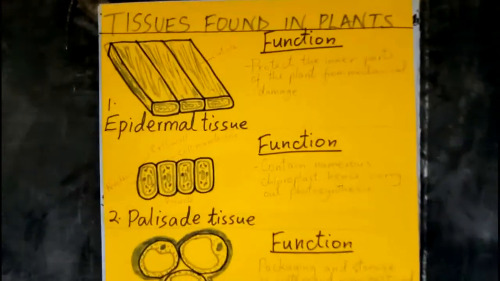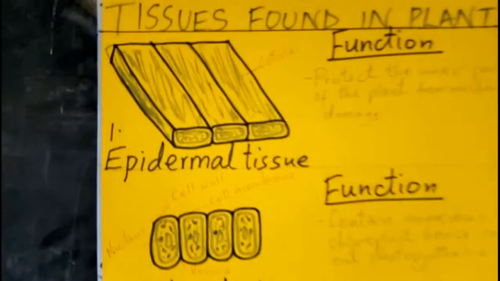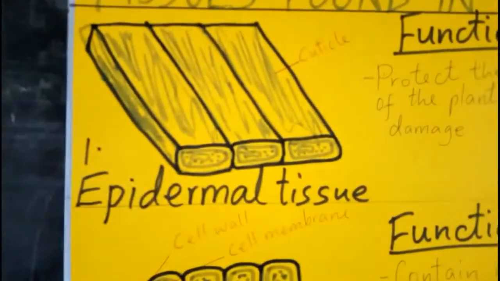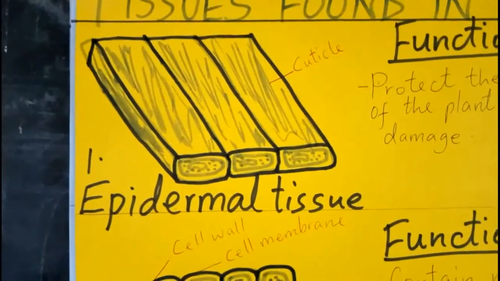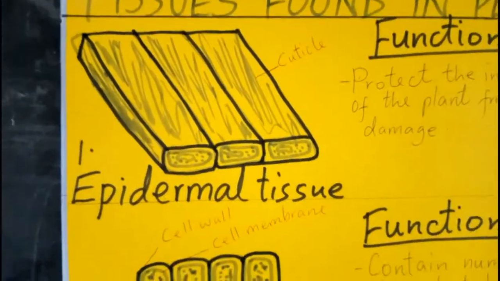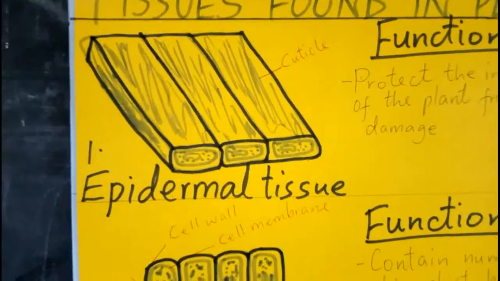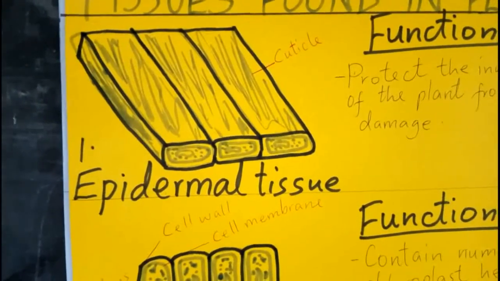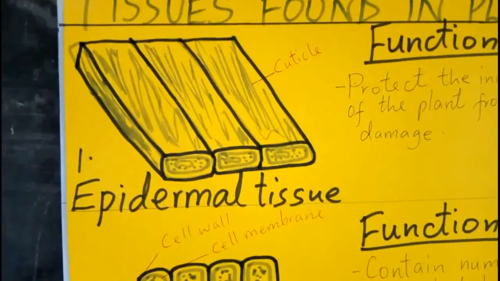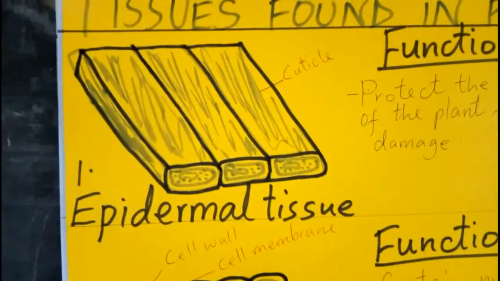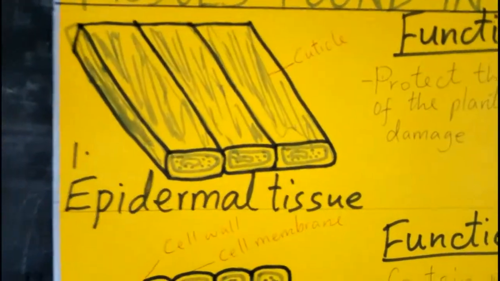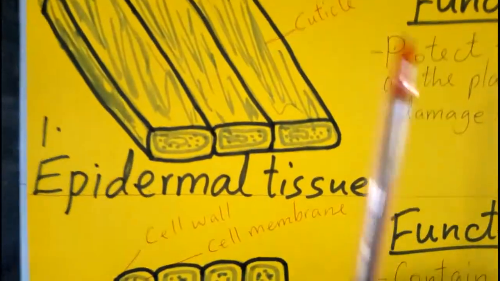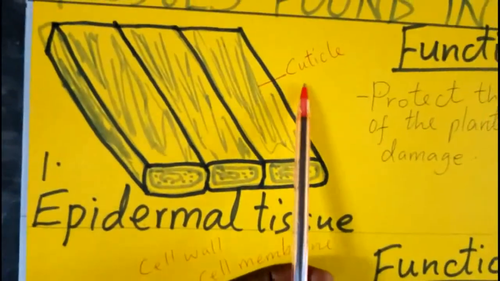The first one, the epidermal tissue, you can look at their arrangement and that will definitely tell you what role they play in a plant. They are arranged in a way that they are covered by the cuticle, and that cuticle suggests that it is close to the topmost part of the plant. I hope you can be able to see the cuticle. The word is here.